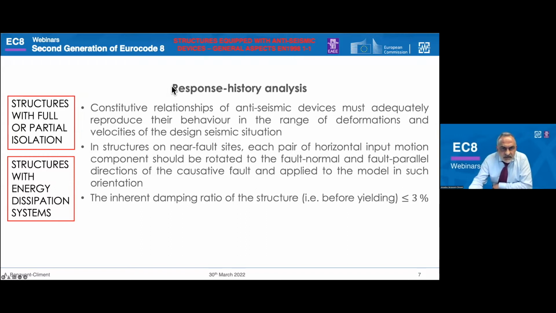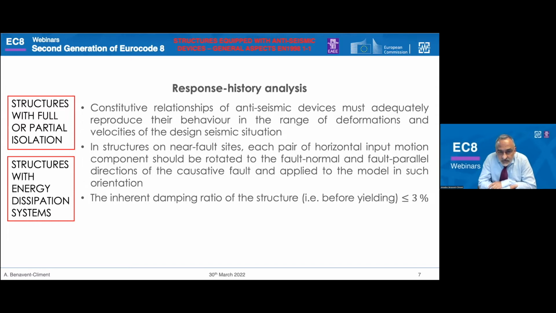Now let me add a few comments about the more general method, that is the response history analysis. Some of them have already been pointed out by Matthias. This method can be used for all types of structures. It is important to use constitutive relations of the anti-seismic devices that reproduce correctly the behavior in the range of deformations and velocities of the design seismic situation.